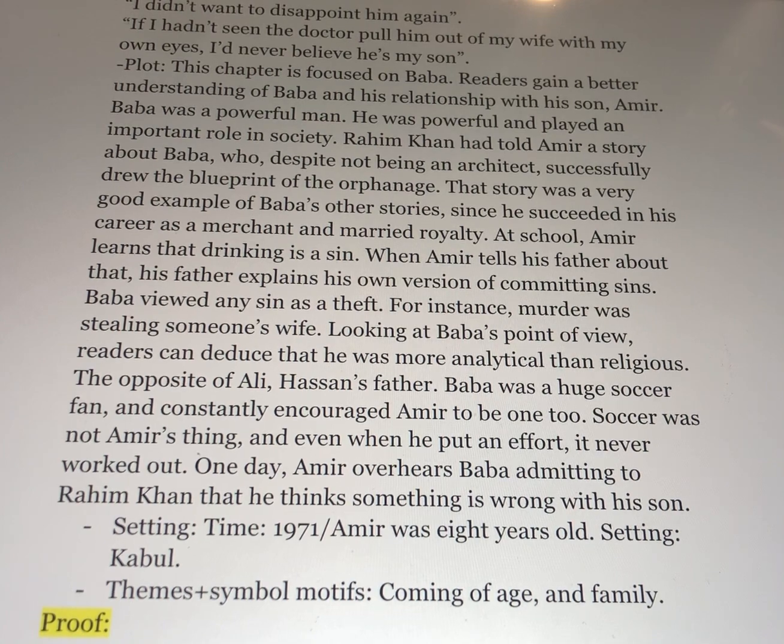One day, Amir overhears Baba admitting to Rahim Khan that he thinks something is wrong with his son. So like I mentioned previously, Amir heard his father saying that he cannot believe Amir is his son because they simply have nothing in common. So if he had not seen Amir come out of his wife, he would not think Amir was his son. How different they were made his father question if Amir was his son at this point. But he knew he was his son, he just was not believing it.